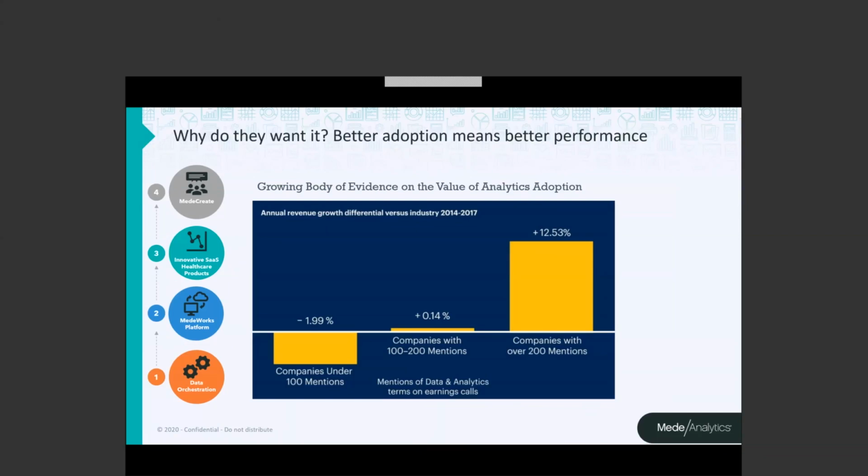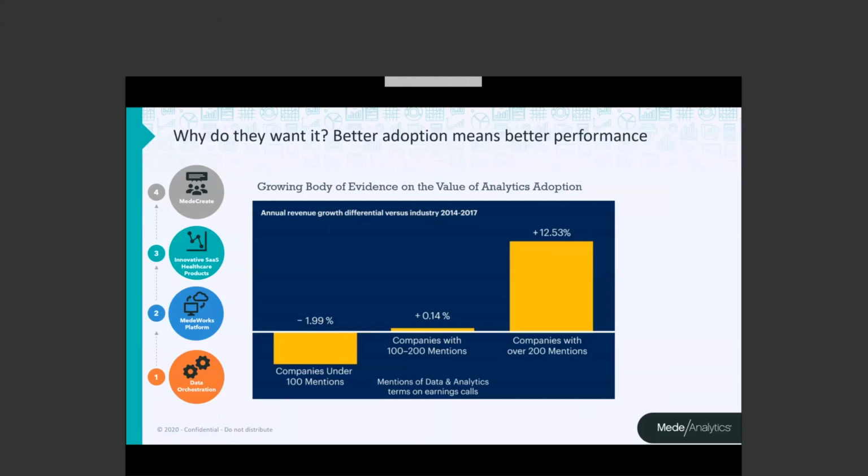So in this particular schema, Gartner took a look at all of the public company mentions around analytics from companies in the Fortune 500, those that mention it a lot versus those that mention it very little. And what they found is those that mention it a lot had revenue that grew at 12.53% per year over that 5-year period. And companies that don't mention analytics much were shrinking at about a 2% clip year over year. So an enormous correlation between adoption of analytics and performance of an organization. Now that was outside of healthcare.